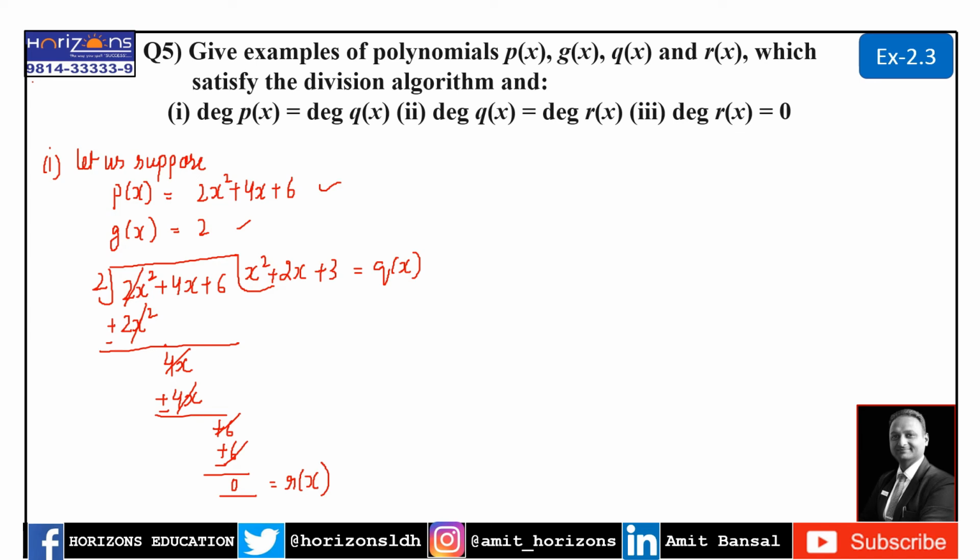You just need to be aware of the fact that the degree of the polynomial can only be equal to the degree of the quotient if the polynomial is divided by a constant term. So take an example which takes into consideration this particular point. Right friends? Second is that the degree of quotient should be equal to the degree of remainder.